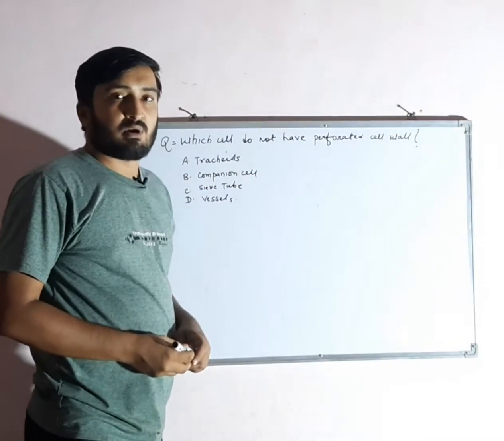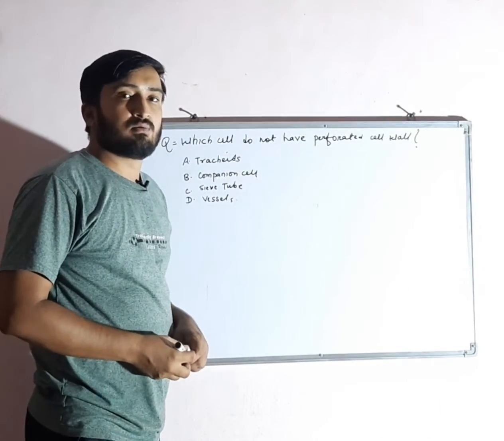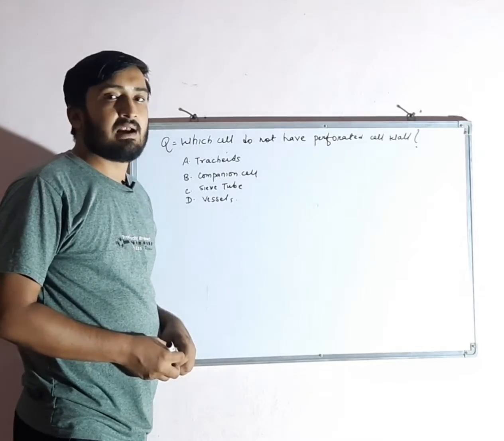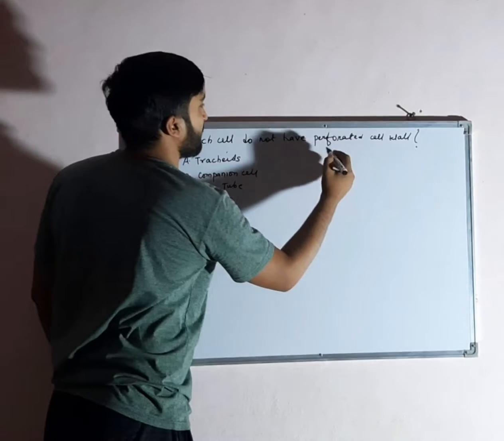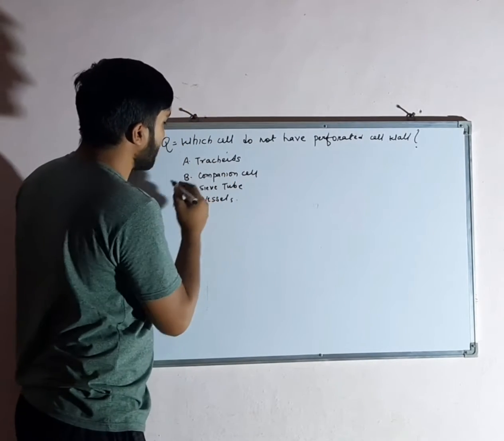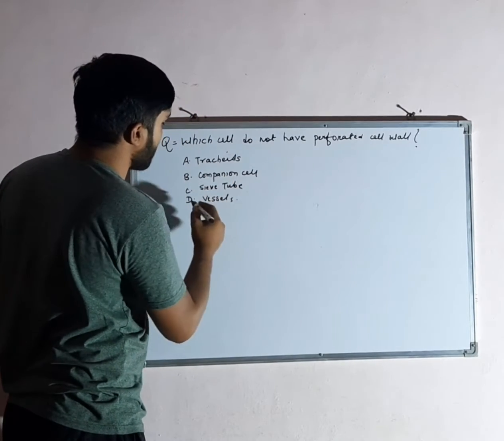Hello, I am Dr. Pankaj Kumar, and in this video I am going to explain a detailed answer of this question, which is: which cell do not have perforated cell wall. Option A tracheids, B companion cells, C sieve tubes, D vessels.